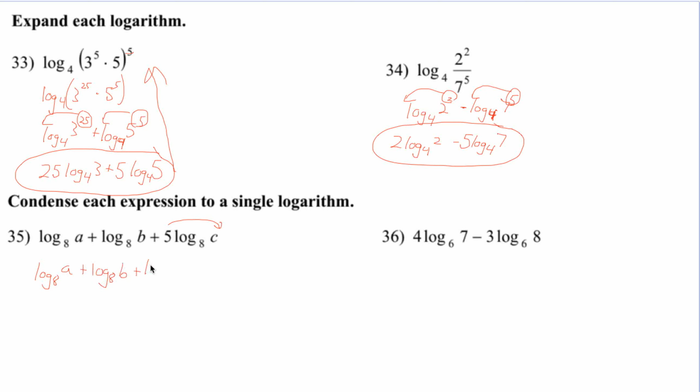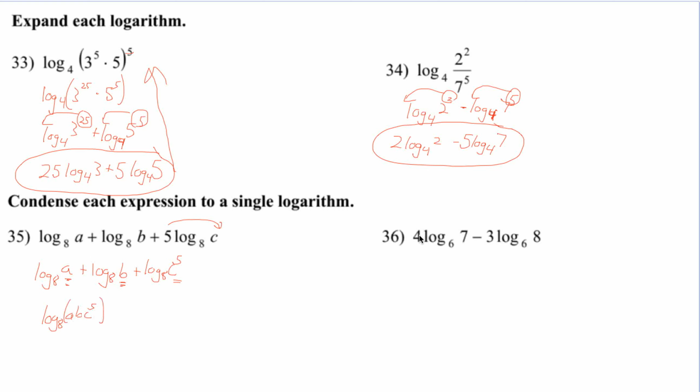plus log base 8 of C to the 5th. So that 5 comes out front, and now we have several logarithms added together. Well, we can combine that into a single logarithm, and we can multiply the 3 different numbers we have here. So we have A, B, C to the 5th. And that is our condensed version.